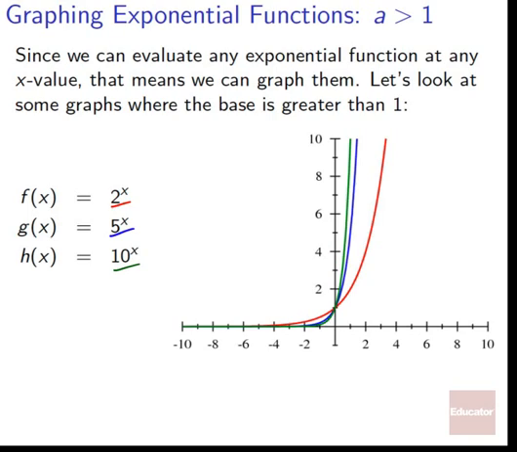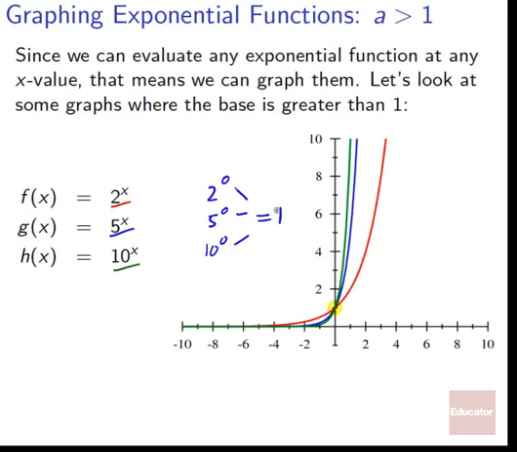Now notice, 2 to the x, 5 to the x, 10 to the x, all of these wind up going through 1 right here, because what's happening there is it's 2 to the 0, 5 to the 0, 10 to the 0. Anything raised to the 0 winds up being 1. Remember, that's one of the basic properties of exponents. If you raise something to the 0, it just becomes 1. So that's why we see all of them going through the same point.